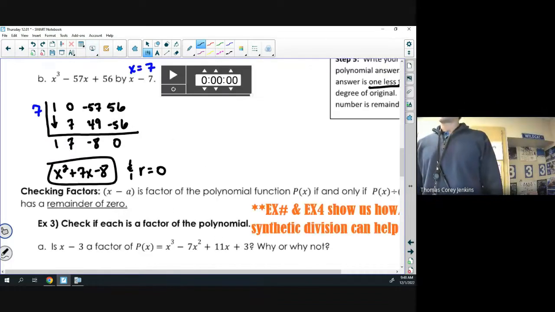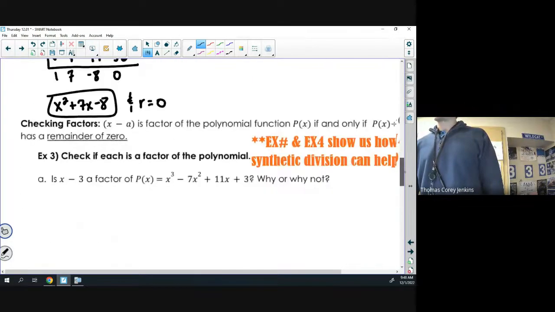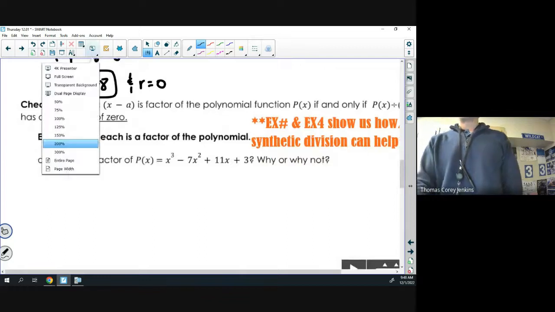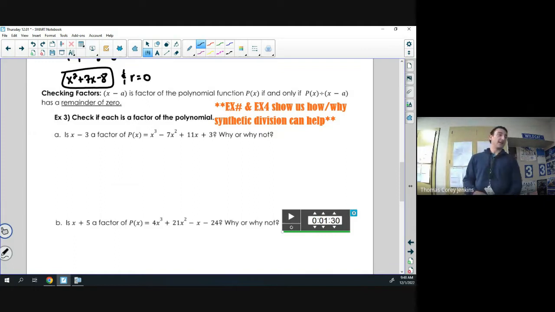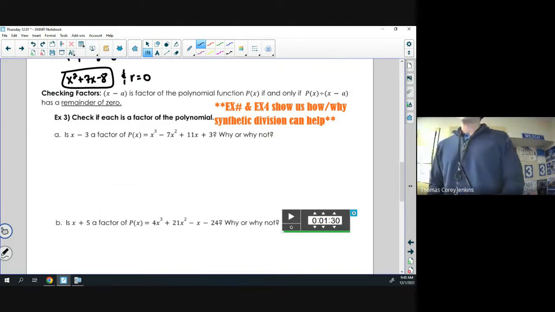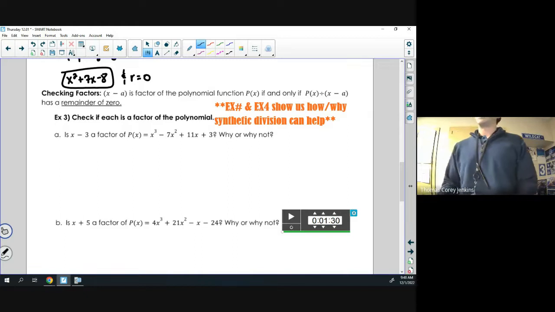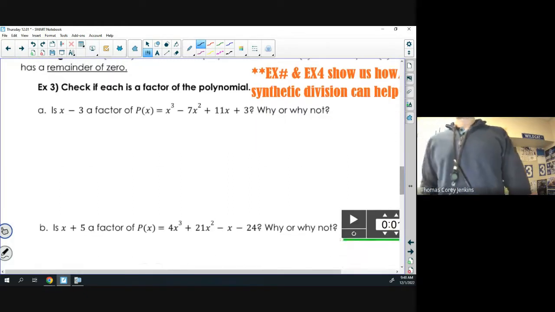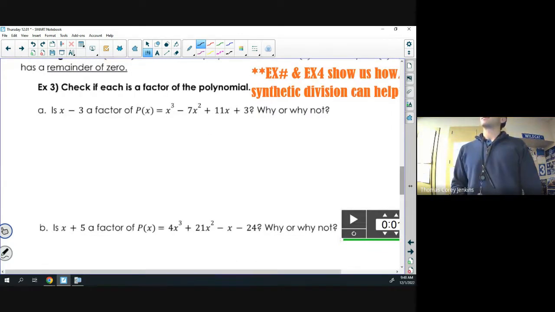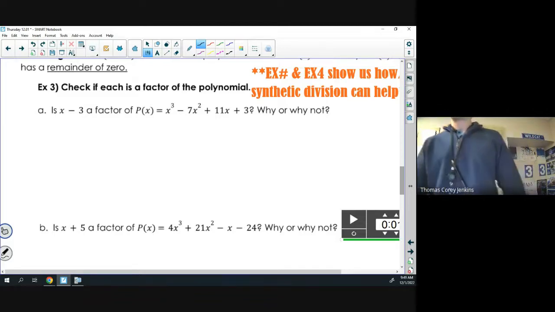All right, so example 3 and example 4 show us some real ways that we can use synthetic division. I've already talked about a couple of them, but we'll practice those in these examples. Example 3 wants us to check if each is a factor. That was the second part of our learning target. The question in A is: is x minus 3 a factor of the given function p of x? Why or why not? The way we're going to do that, because once you get good at it, it's quick and easy, is to use synthetic division.